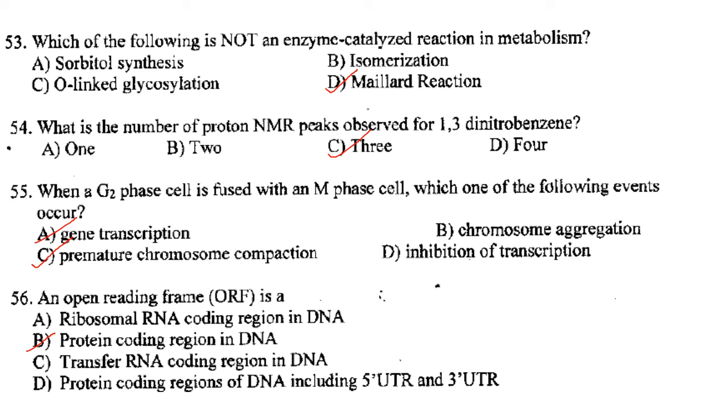Next one. What is the number of proton NMR peaks observed for 1,3-dinitrobenzene? So it is 3 peaks are observed.